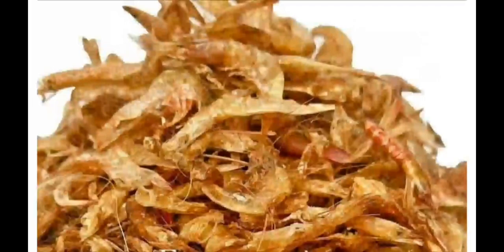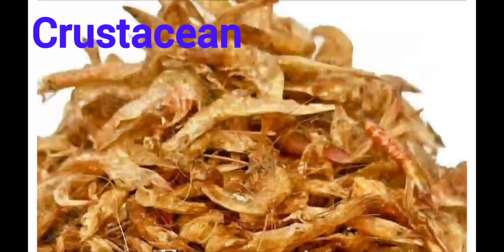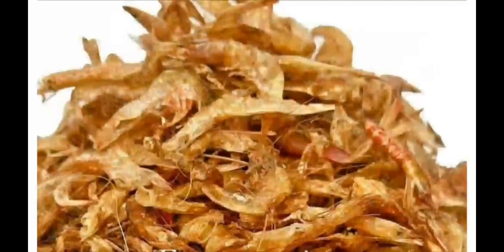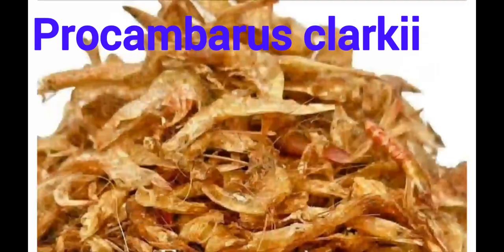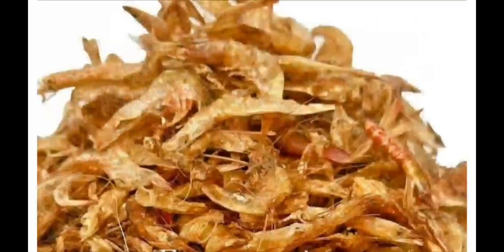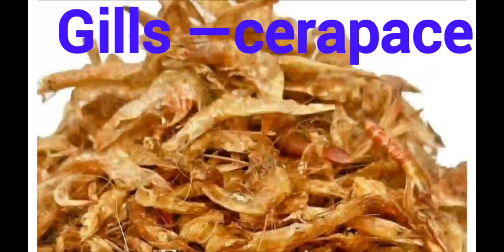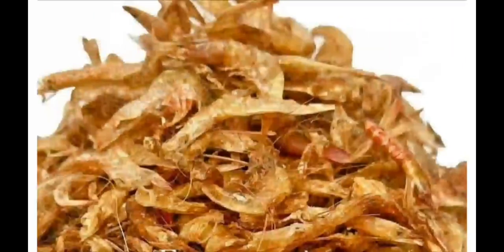Now, specimen F is crayfish. The kingdom is Animalia, phylum Arthropoda, class Crustacea. The scientific name of specimen F is Procambarus clarkii. The respiratory organ is gills. The gills are found under the carapace. The habitat is aquatic or freshwater habitat.